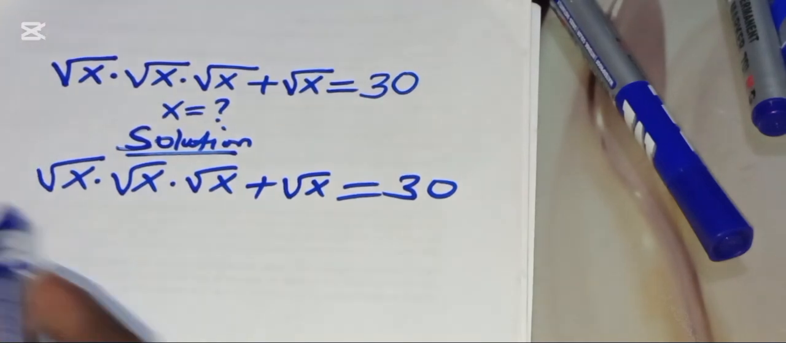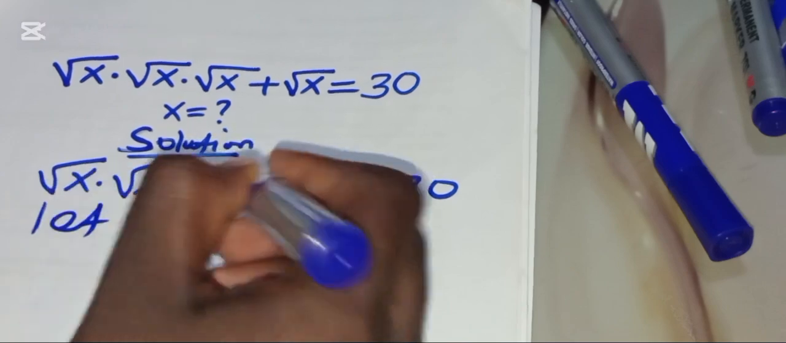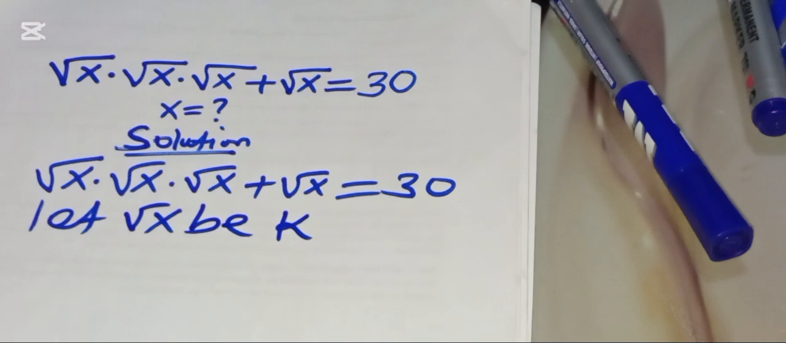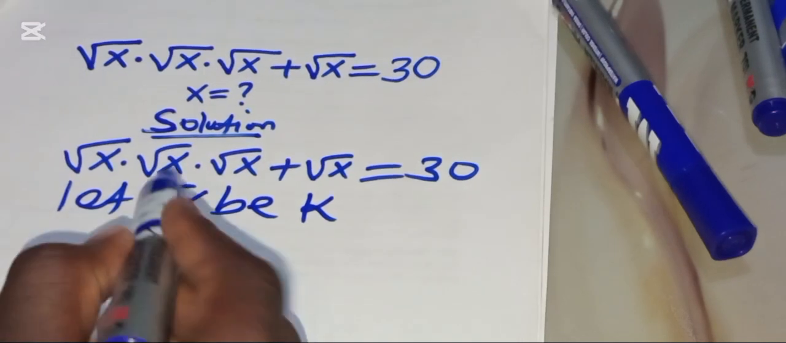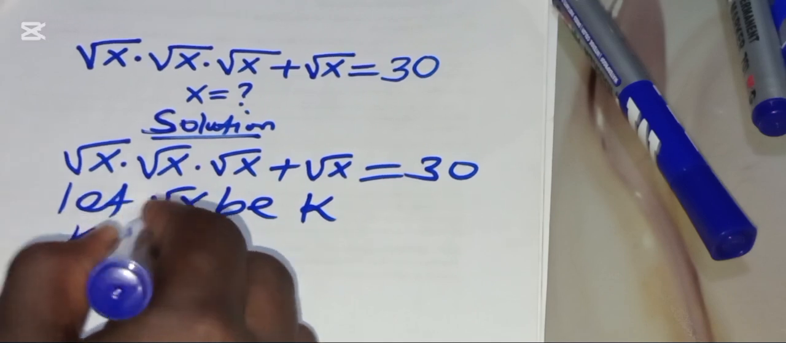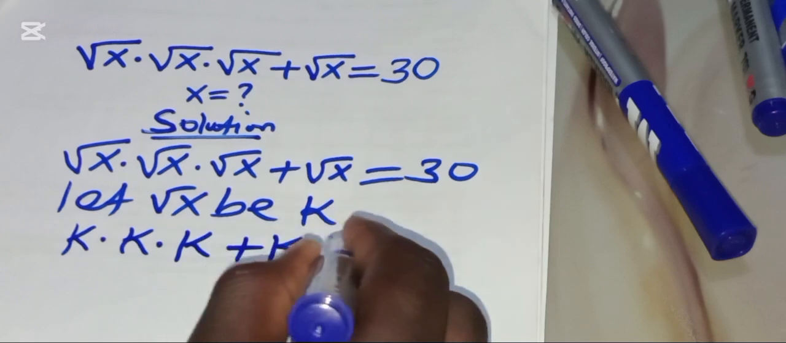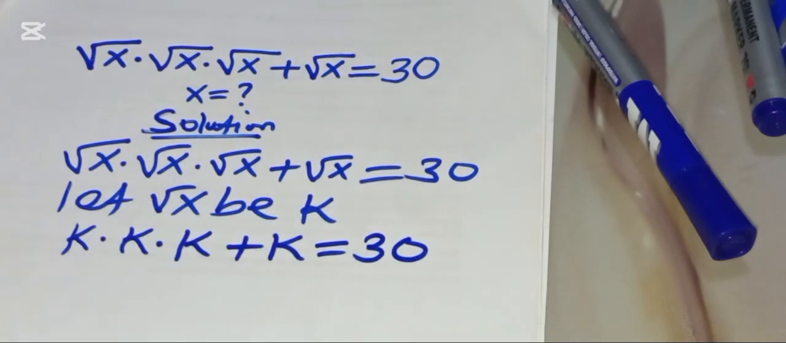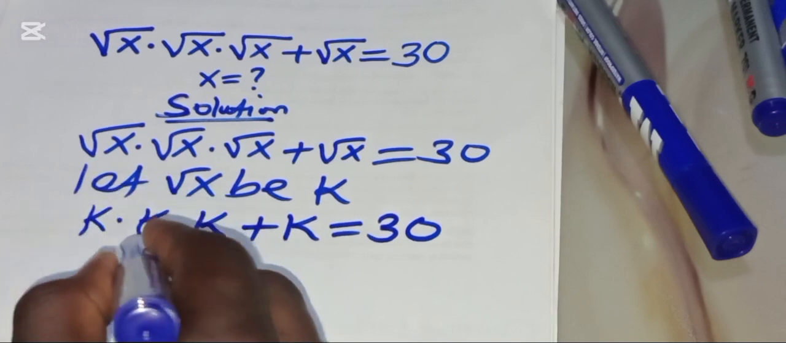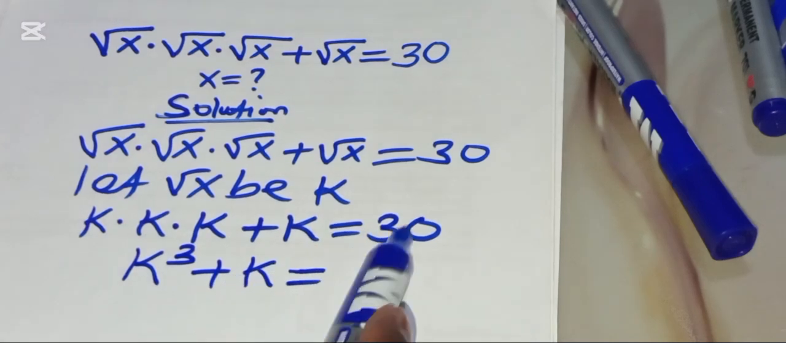Now, solution. We begin by saying let the square root of x be equal to k. Let's substitute the square root of x with k. We'll have k multiplied by k multiplied by k plus k, and this is equal to 30. Now, as you can see, k times k times k is equal to k cubed, plus k, equal to 30.